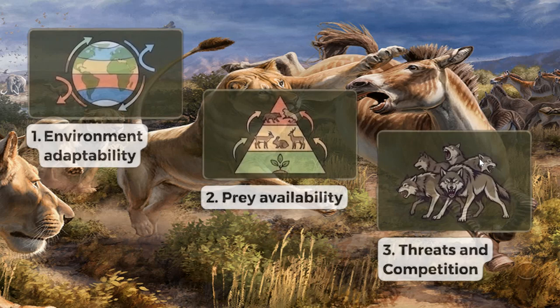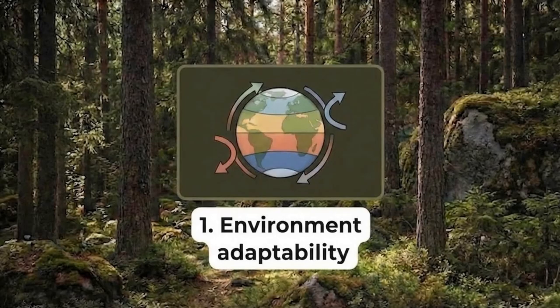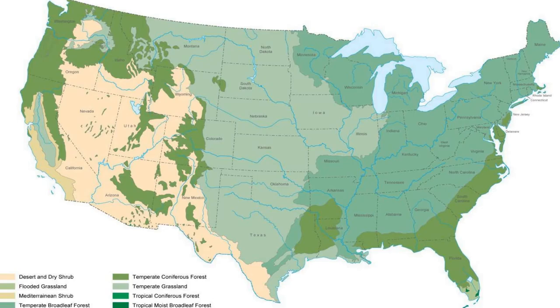Just like the tiger analysis, here in the lion we will do the same thing. We will do environment adaptability, prey availability, and threats and competition. First, let's look at environment adaptability. So USA is a rather vast country with a variety of different biomes, and we will look into which biomes lions would primarily do well.